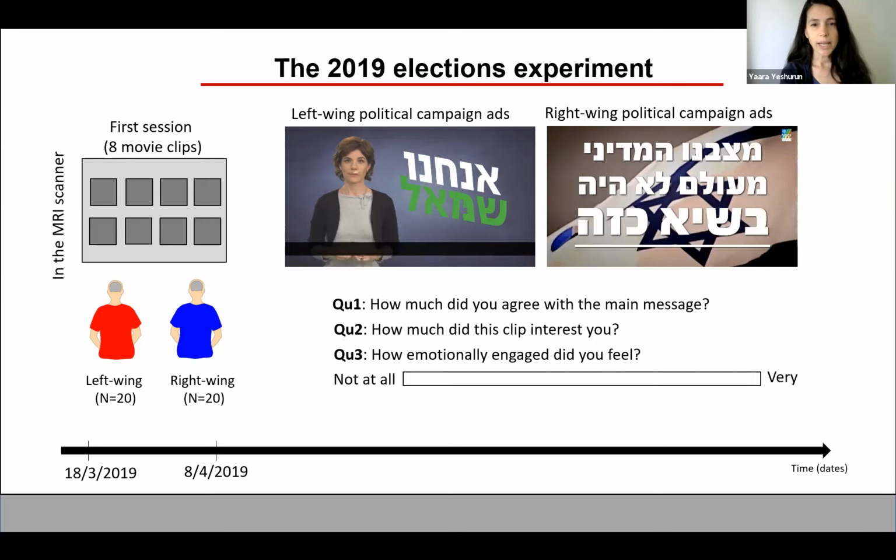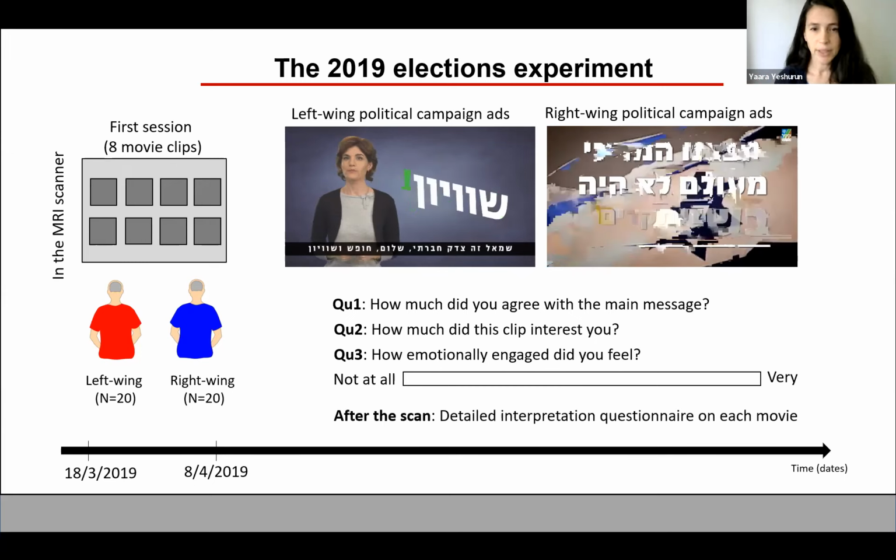And following each of the movie clips inside the scanner, participants answered 3 questions. How much did they agree with the main message of the clip? How much did the clip interest them? And how emotionally engaged did they feel? And this was on a visual analog scale between not at all and very. Outside the scanner, they also filled a detailed interpretation questionnaire on each of the movies.